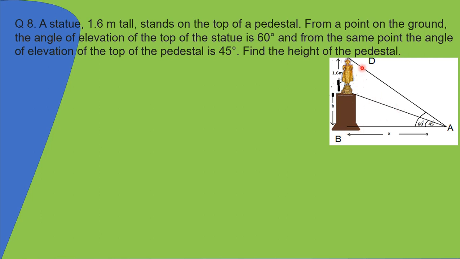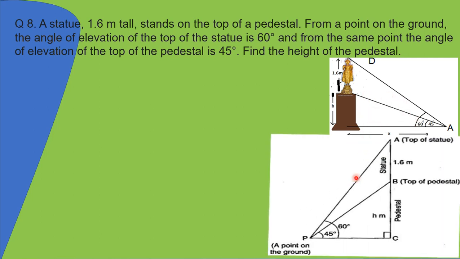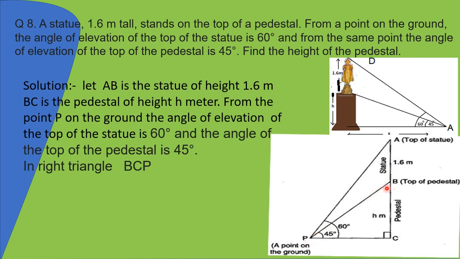So by this figure we can identify the right triangle PCA, or we can say here that point A on the ground will become point P on the ground. CB is the pedestal, and BA is the height of the statue, that is equal to 1.6 meter. And from point P the angle of elevation of the top of the pedestal is 45 degree, and from the same point P the angle of elevation of the top of the statue is 60 degree.